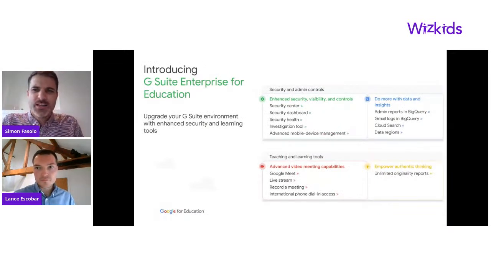In short, it's an upgrade on your current G Suite environment. You could break it down into two major categories. I always like to think about it as two sides of a coin. First, you have the security and admin controls, and you can see on the slide all the tools and functionality underneath that side of things. The other side of the coin is the teaching and learning tools. You'd be familiar, obviously, with Google Meet. We're talking about advanced video meeting capabilities and empowering authentic thinking through originality reports, which is our positive approach to plagiarism, which we'll get into later on.